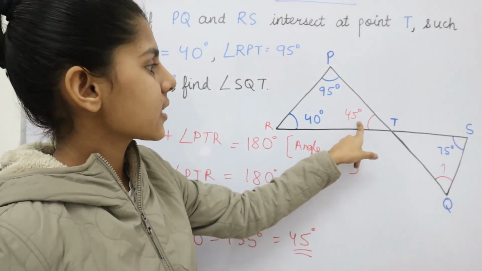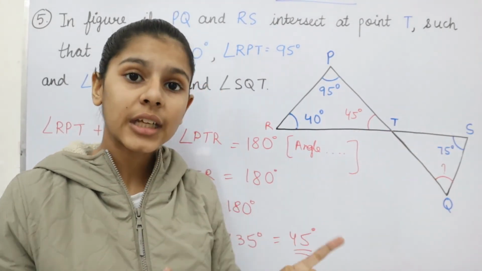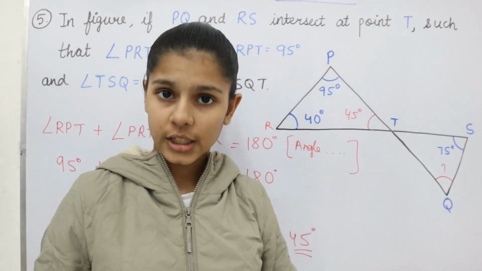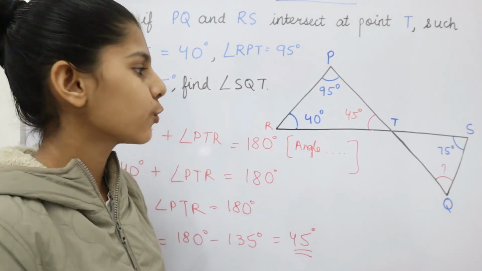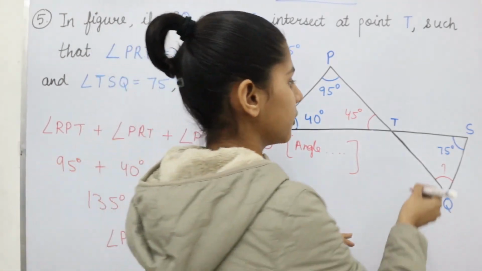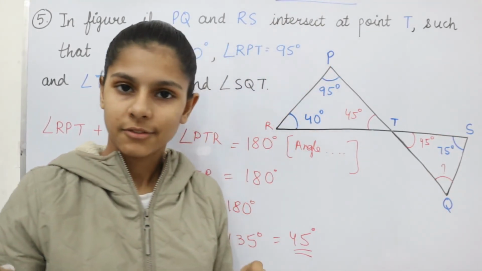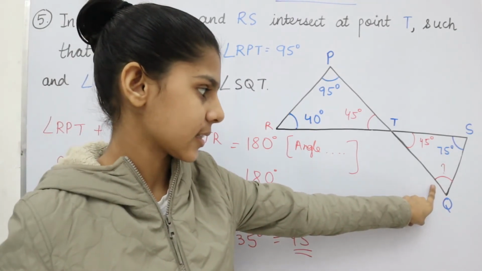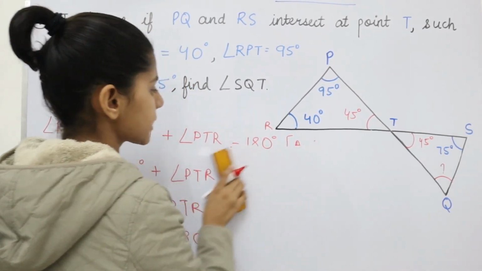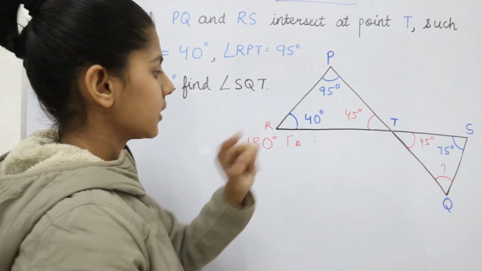Then you can see that this angle PTR and this angle, which is STQ, are vertically opposite angles. You can observe that both these angles are vertically opposite angles. Now this property we also know: vertically opposite angles are equal. So if this angle is 45 degrees, this angle will also be 45 degrees. Very easy. Now we will calculate this angle. One angle is left in this triangle, and this will be calculated in the same way as we calculated this angle.